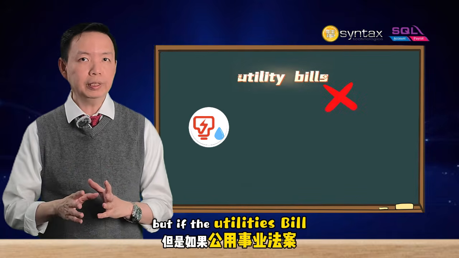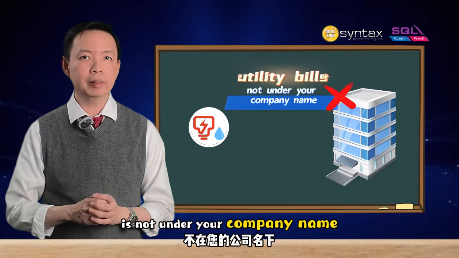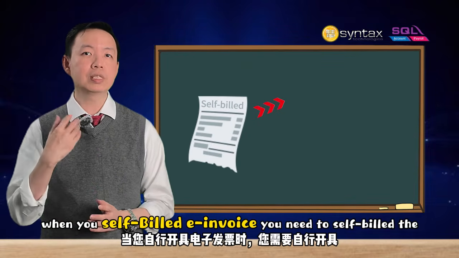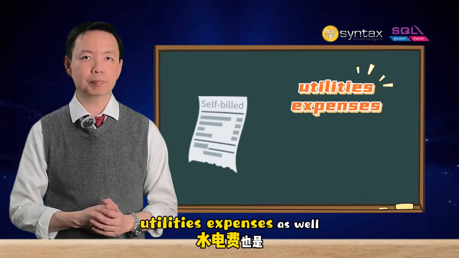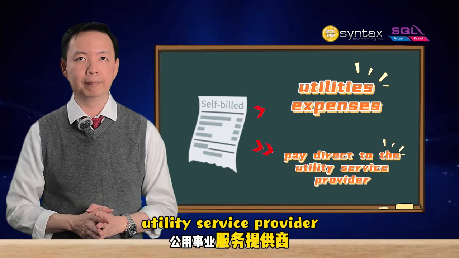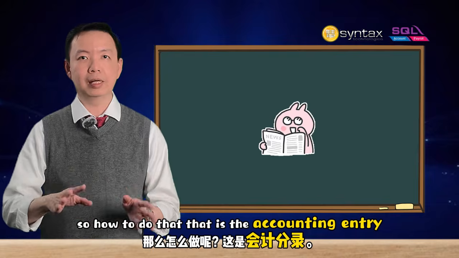But if the utility bill is not under your company name, it's under the landlord's name, then when you self-bill e-invoice, you need to self-bill the utilities expenses as well, even though you pay directly to the utility service provider. So how to do that? That is the accounting entry.